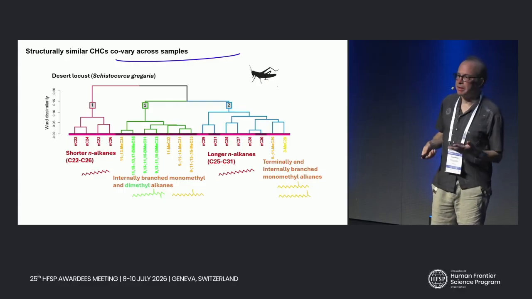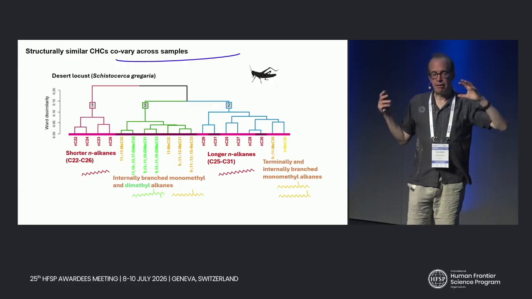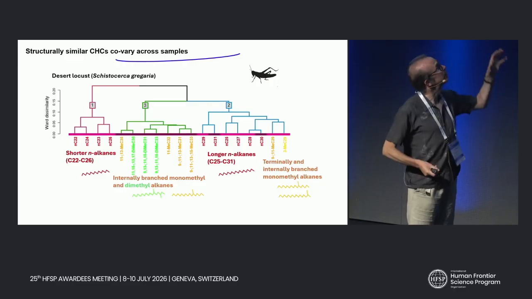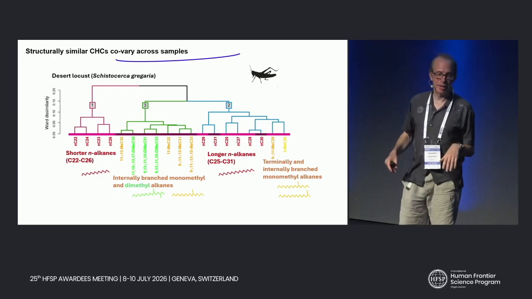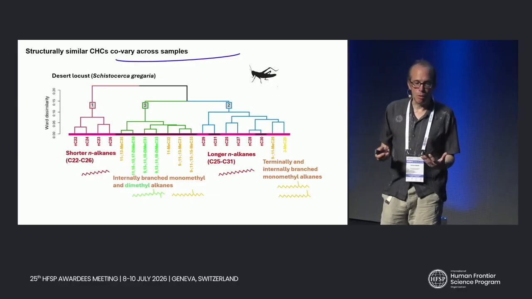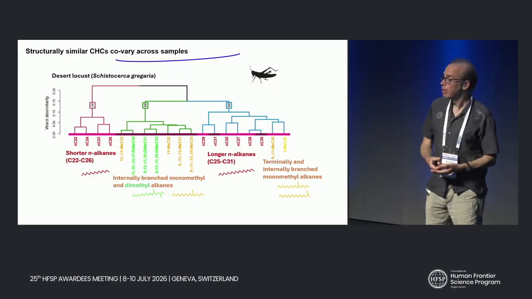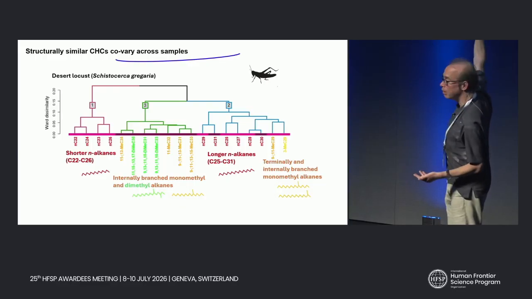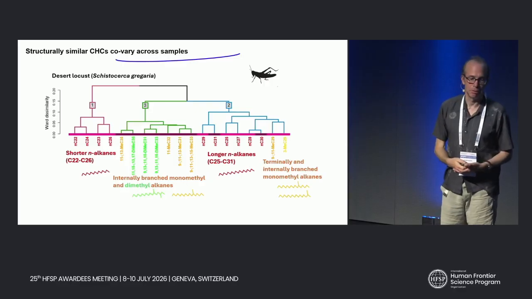And what you see is we found strong covariation among CHCs that are structurally, and probably then also physically, similar. For example, we have covariation in these longer alkanes, we have covariation in the shorter alkanes, and interestingly, we have this cluster with nearly all of the internally branched, the monomethyl and the dimethyl alkanes. So these are the ones that have either two methyl groups or one methyl group, which is sort of in the interior of the molecule and not towards the end of the molecule.